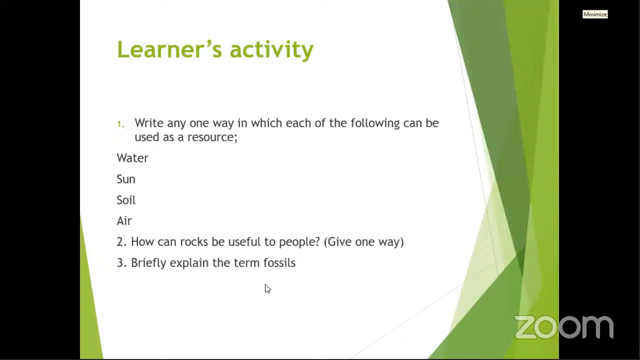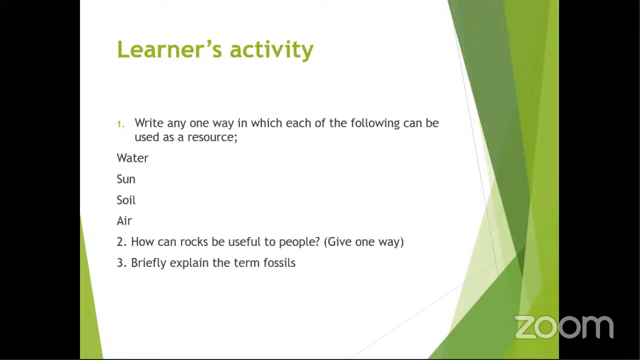Then the other one can be read by Karen. Briefly explain the term fossils. As simple as that. So that's what you need to do in your books, and you submit. Some of you have very poor handwriting. Please make sure you try to improve on your handwriting, so that when you submit, you're confident of the work you're submitting.